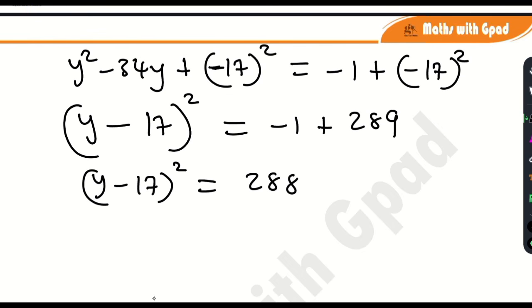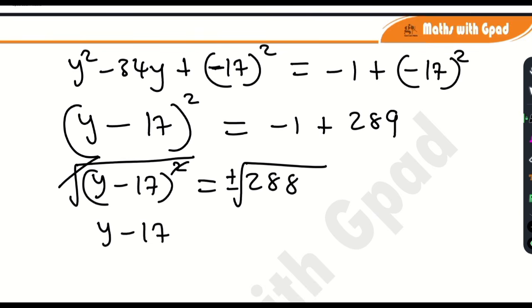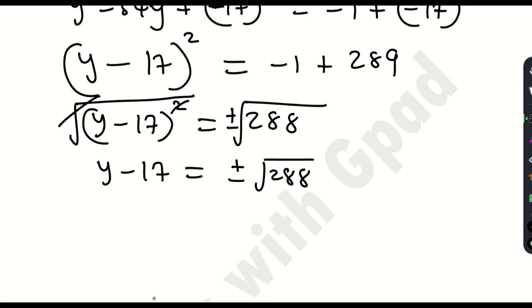I'm going to square root both sides, here and here. Now put a plus or minus here. This square root cancels the square, so you have what? Y minus 17 is equal to what? Plus or minus the square root of 288. What do I do next? I will transpose negative 17 to the right hand side because I'm trying to get the value of y. So that would be 17 plus or minus the square root of what? 288.